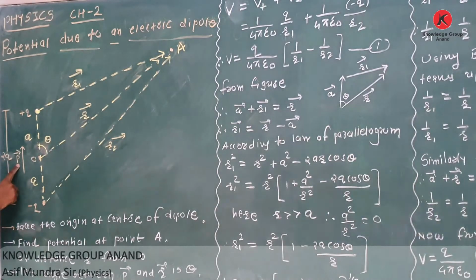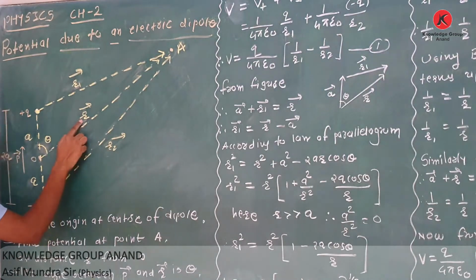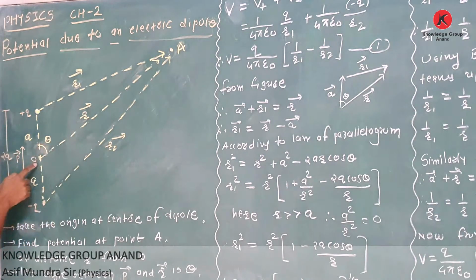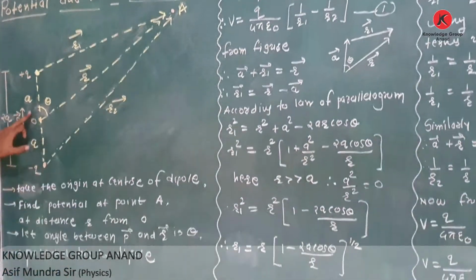P is the electric dipole moment. What is the direction of the electric dipole moment? From the minus Q charge to the plus Q charge, means in this direction. Now we have to find the potential due to the electric dipole. So we are taking one point A at distance r from center O. Take the origin at the center of the dipole. Find the potential at point A at distance r from center O.